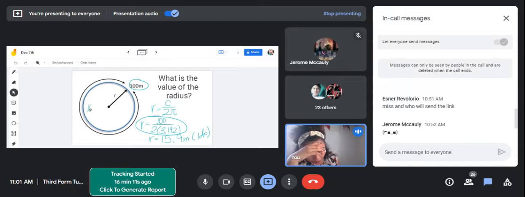I'm going to put 100 divided by 2 times 3.142 close brackets and then the equal sign. So put this in your calculator and see what that gives you.